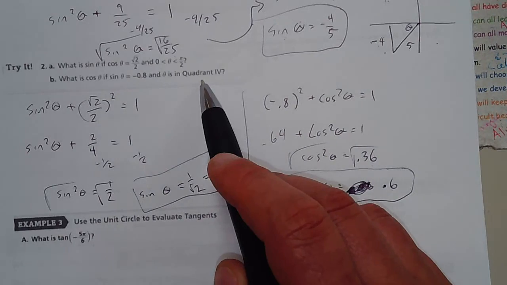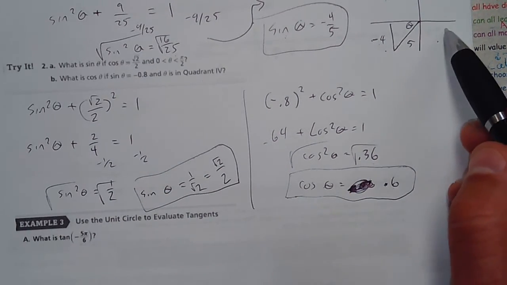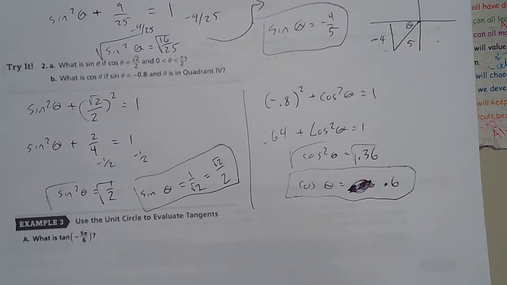And then I just look. They say quadrant 4. Cosine is our x value, and in quadrant 4, our x value is positive. So stayed positive. And that's it for today.